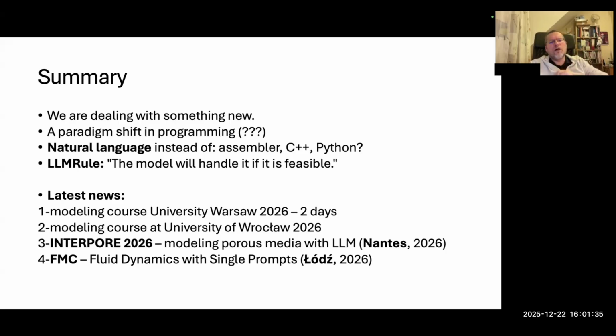I would put one rule after the whole 7 months of work: there is a kind of LLM rule that one can say. The model will handle something if this is feasible. So if this is doable, then it will be done. If it's not, it will be hallucinated. That's it. So if you ask a wrong question, you will get hallucinations. One can call it hallucinations. One can call it filling the gaps. One can call it discovery. And that's a very big thing.